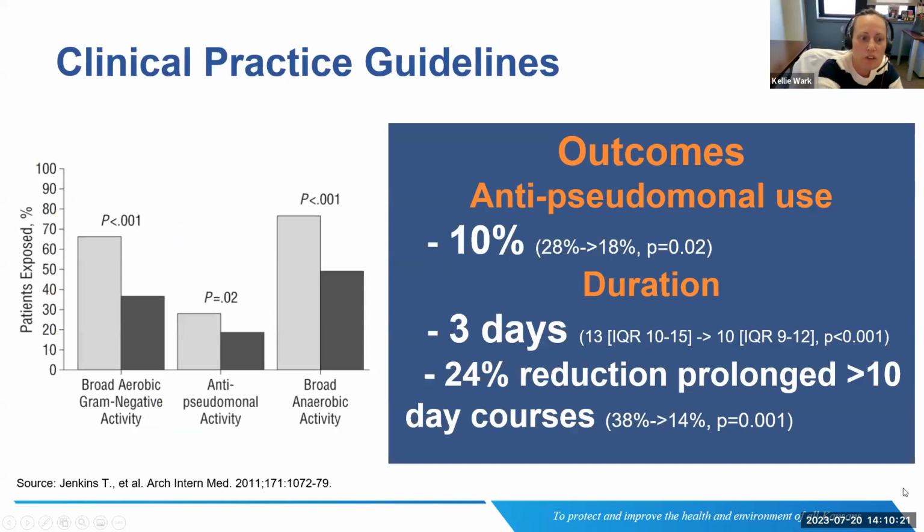So this was where they looked at incorporating the guidelines, and they specifically looked at reducing antibiotic use. As we just talked about, very few infections are going to need pseudomonal coverage. They found that by incorporating these practice guidelines, they reduced the anti-pseudomonal coverage by 10%, and they cut down the duration by 3 days. Really, they cut down on those super long courses. Courses of more than 10 days, they dropped by a quarter. So really minimizing the antibiotics to only what was needed to cure that cellulitis or skin infection.